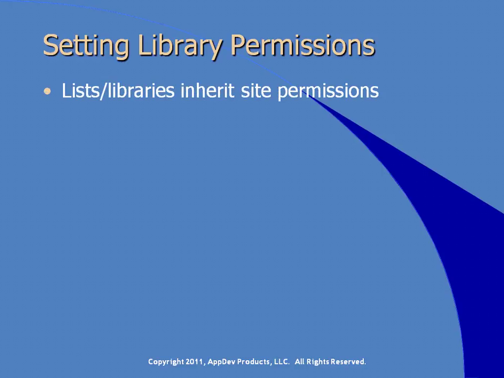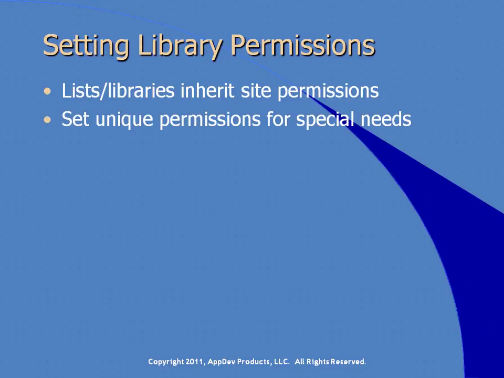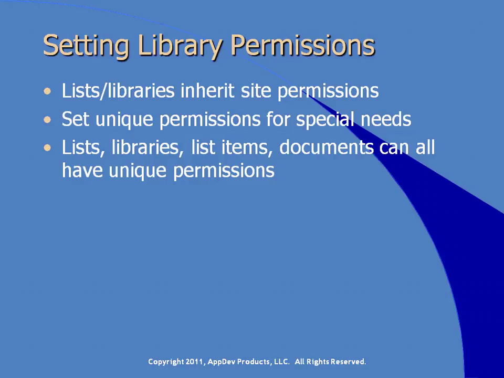Libraries automatically inherit permissions from the site that they are in. You typically use sites to control access to content in SharePoint. However, you can also set permissions at the library and document levels. If you don't want to inherit permissions from the site, you can certainly have unique permissions and break the inheritance all the way down to the document level, including lists, libraries, list items, and so on.